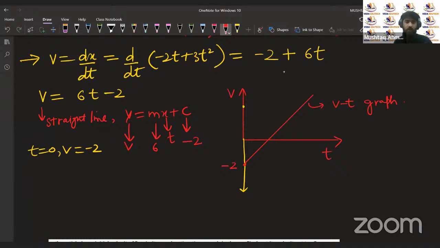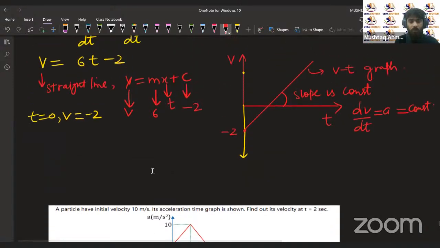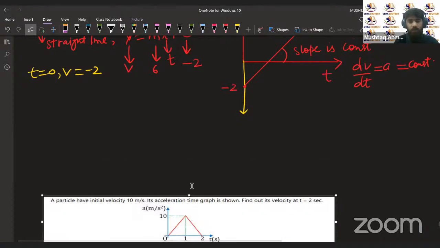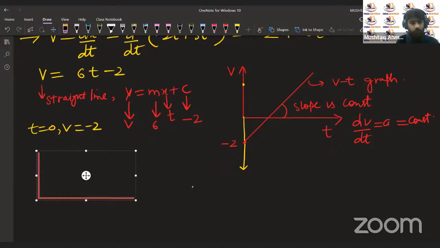We can see here the slope is constant. If the slope is constant, it means that dv over dt is a constant, and dv over dt represents acceleration. So acceleration here is a constant. We have to plot the acceleration versus time graph also. So this is our acceleration versus time.